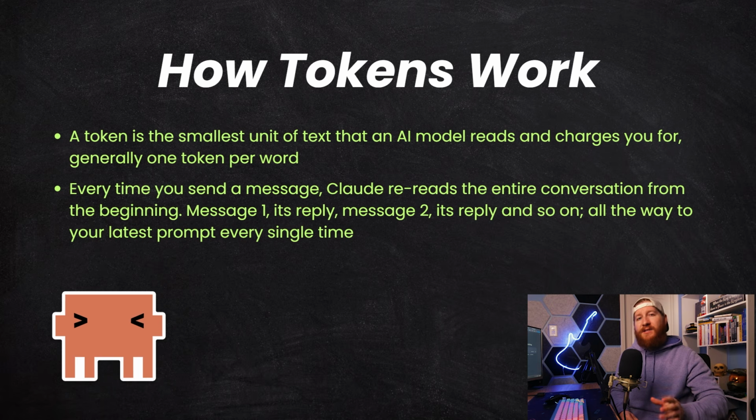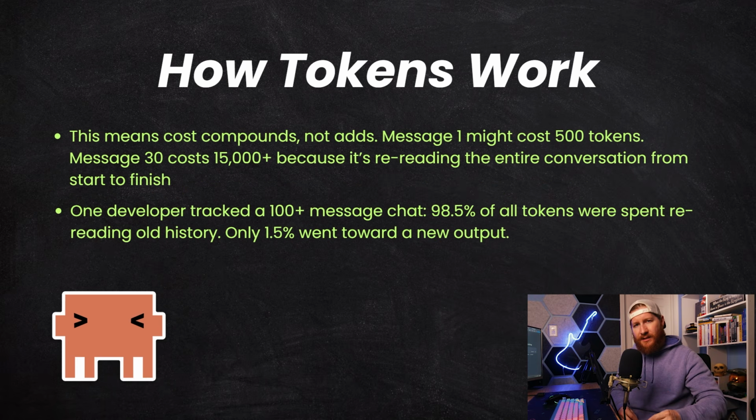per word. Every time you send a message, Claude rereads the entire conversation from the beginning. Message 1, its reply, message 2, its reply, and so on, all the way to the latest prompt every single time. What that means is cost compounds, not adds. Message 1 might cost you 500 tokens, but message 30 is going to cost you upwards of 15,000 plus tokens because it's rereading the entire conversation from the start to the finish.